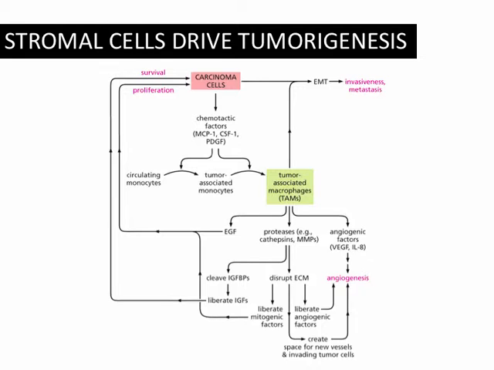Okay, let's go down the right-hand arm. The TAMs also secrete things like VEGF. VEGF is vascular endothelial growth factor. It basically drives the proliferation and recruitment of endothelial cells. And so that is going to lead us down the road of angiogenesis. Okay, these are critical in driving angiogenesis.